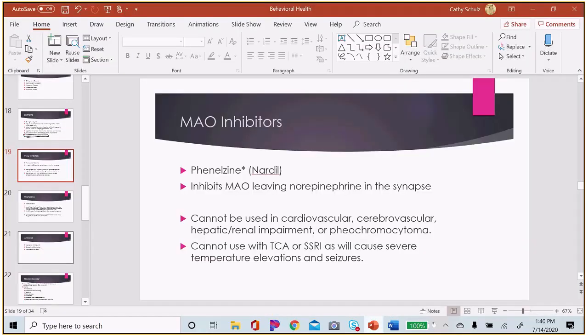So this medication isn't used as often for depression as it used to be. Sometimes you'll see it prescribed with people whose depression isn't responding to other antidepressants, or if someone's been on an antidepressant for a really long time, because these were used more in the past, you might see it. You cannot use it with the tricyclic antidepressants or selective serotonin reuptake antidepressants, as the patient will develop fever and seizures.